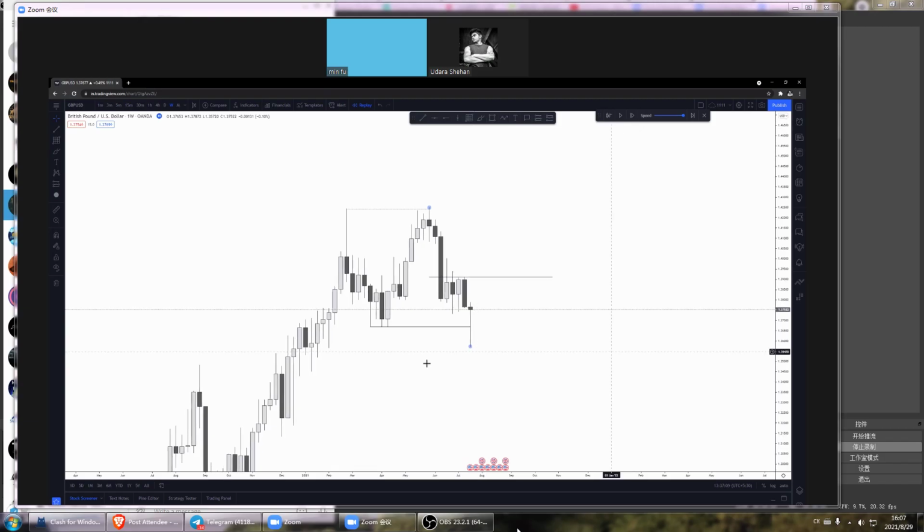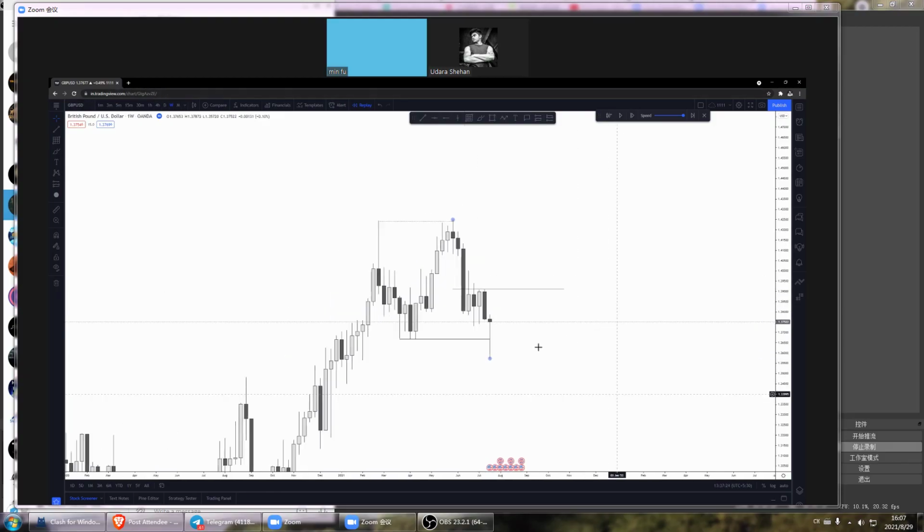Okay, so now the thing is, after taking out sell stops, where will they go next? They will go after buy stops. Simple. From sell stops to buy stops, from buy stops to sell stops. That's how they go. So after taking these sell stops out, they will go after buy stops. So then let's go to a daily. Now we know their intention right now is to go after the buy stops.